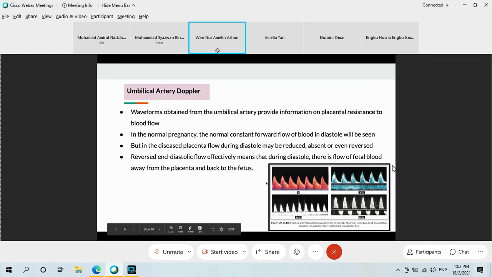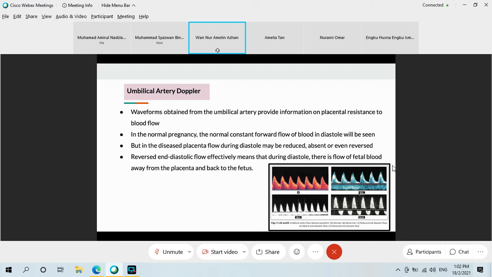Okay, it is because in normal pregnancy, the blood can flow through the placenta without any difficulty. So you can have a look at picture A, where we can see this is considered normal. In diseased placenta, the flow during the diastole may be reduced because the blood will be reflected back from the high resistant placenta. Can you see the blue one is reduced, where the difference between the peak of systole and diastole is more obvious compared to A.